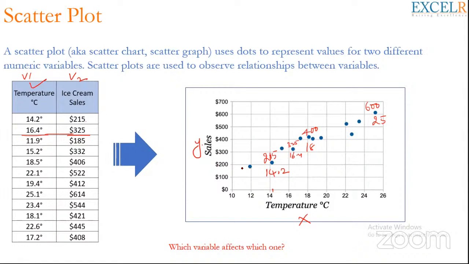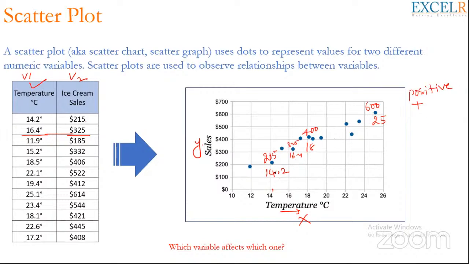Right. Now we are talking about the relationship. What kind of relationship are we talking about? What is happening if you observe this? The temperature values are increasing, right? 14.2 to 16.4, 18, 25. When these temperatures are increasing, what is happening with the sales of ice creams? Are they increasing or decreasing? They're also increasing, right? 215, 325, 400, 600. That means as the temperature increases, the sales also increase. So that is called a positive relationship, positive association.